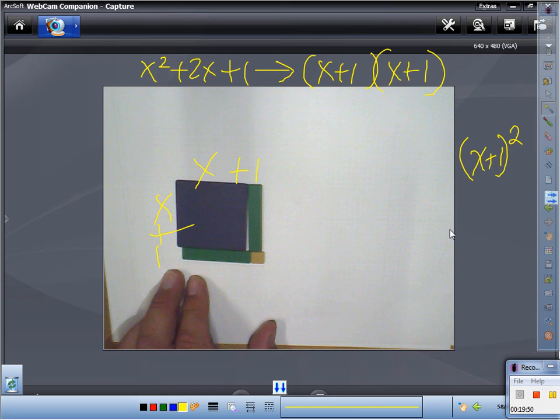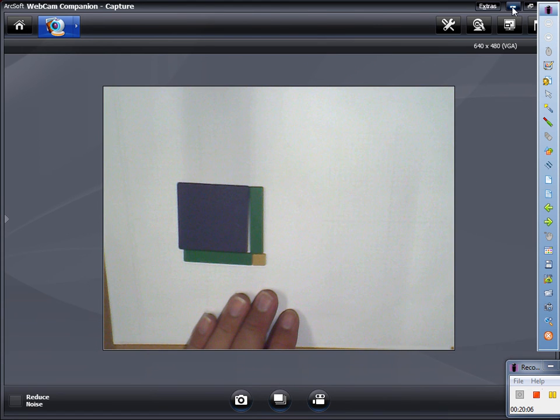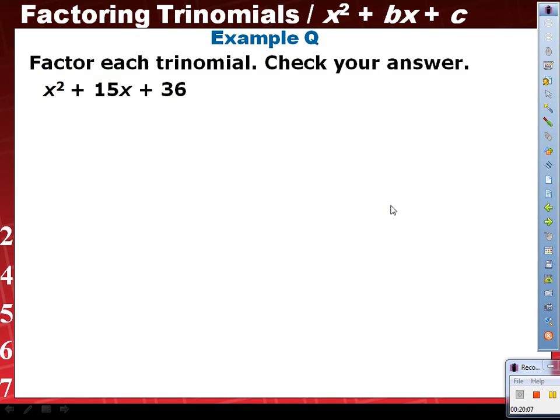Alright, put your tiles back in the baggie. So we're done with the geometry piece. Now we're going to go into just pure algebra. Okay? So, on your paper, write down example Q and copy this down, please, after you put away your tiles. I just wanted to introduce it using tiles so you can see a different way of approaching factoring. But now we're back to doing algebra.